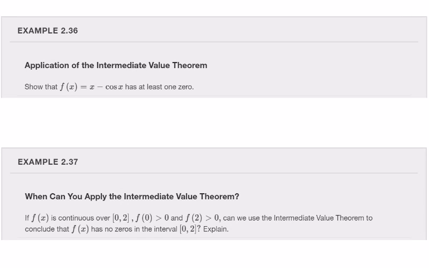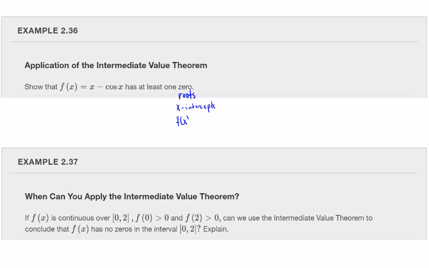All right, let's see some examples. So here we want to show that this function here has at least one zero, right? And remember that zero is another word for roots. They're also called x-intercepts, right? So that's where the output equals zero, okay?